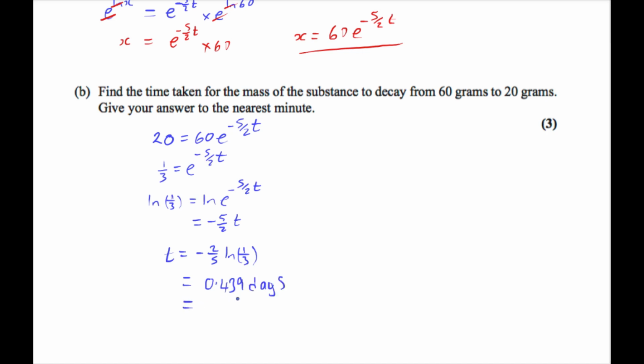Multiplying this by 24 will give you the hours, and then multiplying by 60 will give you 632.8, which is 633 minutes, rounded to the nearest minute.